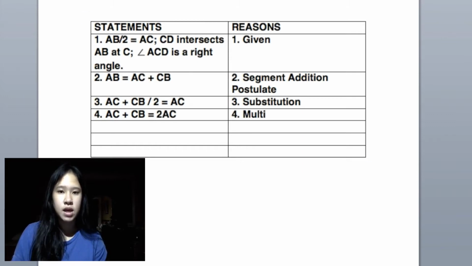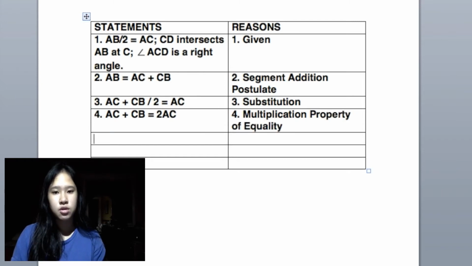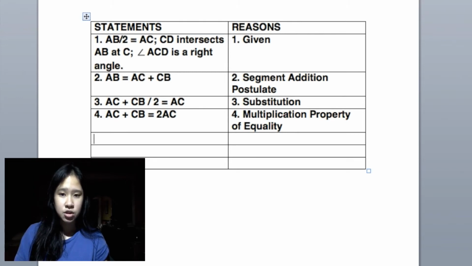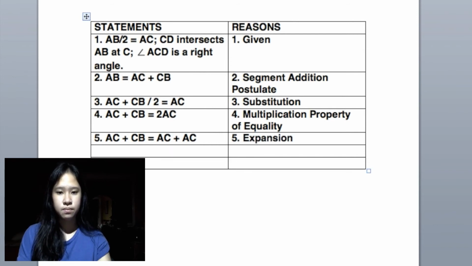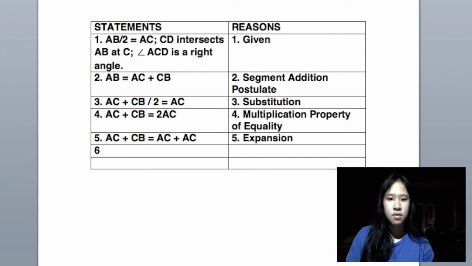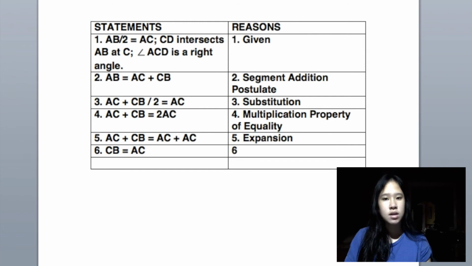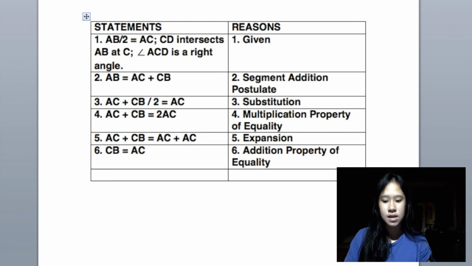We'll be using the multiplication property of equality by multiplying 2 to both sides of the equation in order to take out the denominator on the left-hand side. After this, we will be left with AC plus CB is equal to 2AC. Through expansion, we can make it AC plus CB is equal to AC plus AC. You might have noticed that AC is common on both sides, so we can use the addition property of equality to subtract AC from each side of the equation. This will leave us with CB is equal to AC.